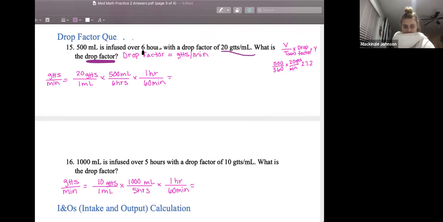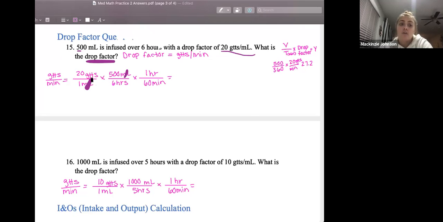So we'll start with our GTTS over minutes. So we have 20 GTTS over 1 milliliter, which is what they gave us, which is the available. Then we know that we have 500 milliliters that the doctor ordered. So we'll times by 500 and cancel out our milliliters. So then now we have the basics down.